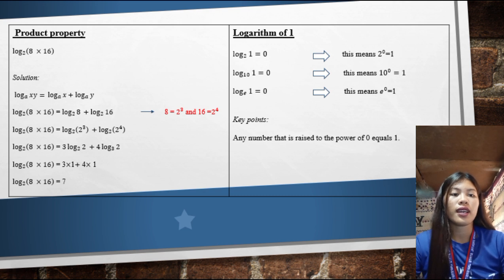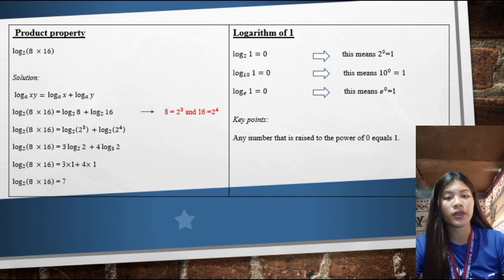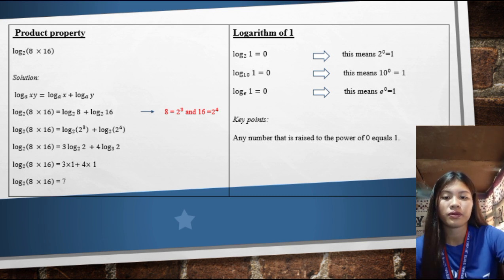This is because any number except 0 raised to the power of 0 equals 1. The logarithm is essentially asking what exponent is needed to get 1. The answer is always 0.